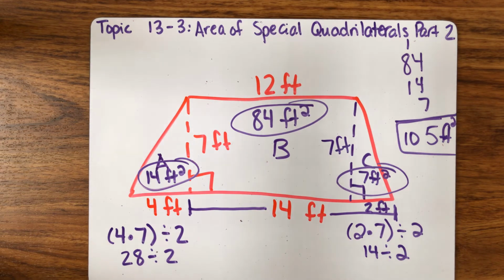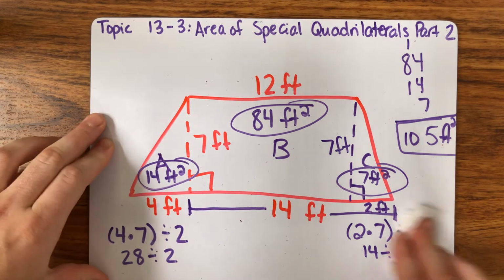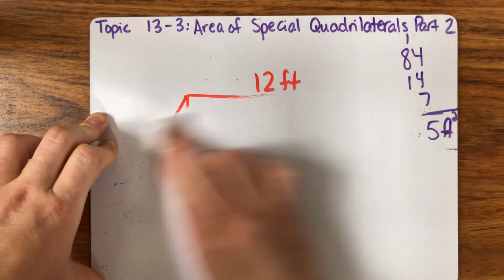I think for the most part, people are understanding this. They're just having some issues when it comes to finding the missing values. All right, so I'm going to leave you with one more problem that I want you guys to do on your own, and then we're going to go over it.